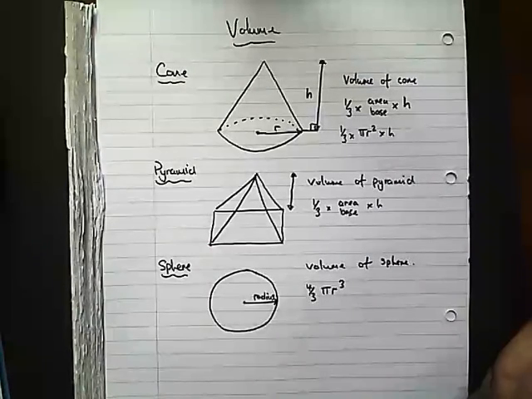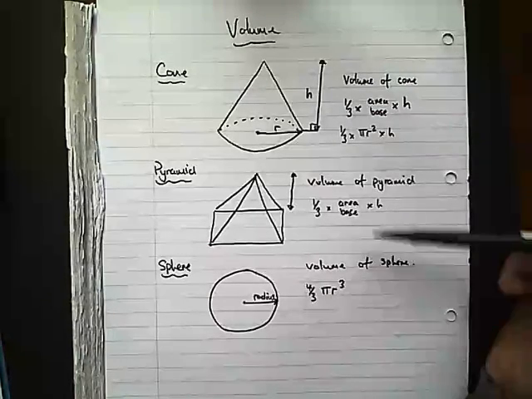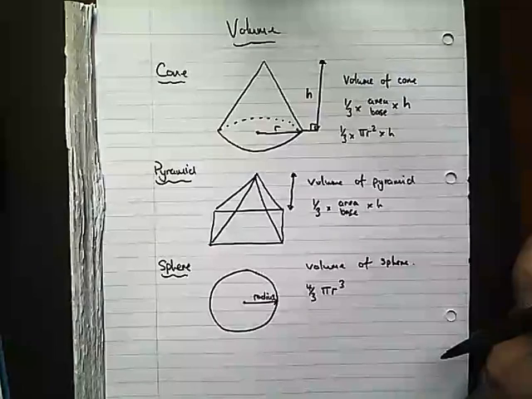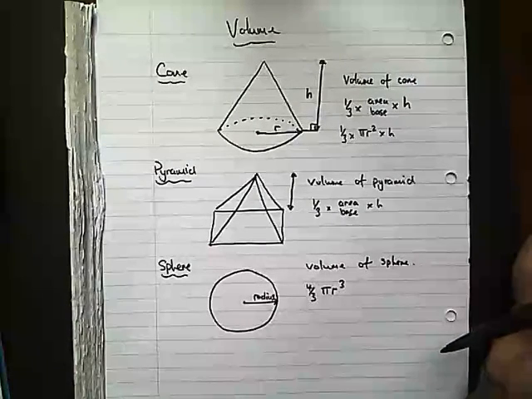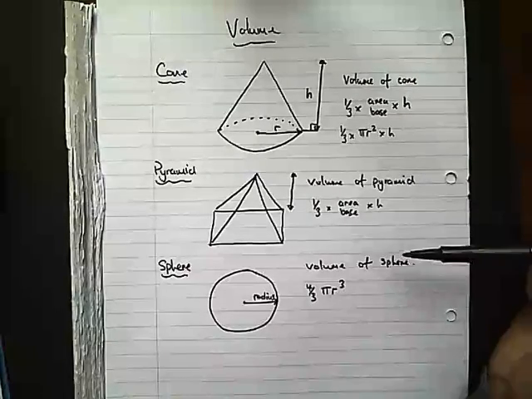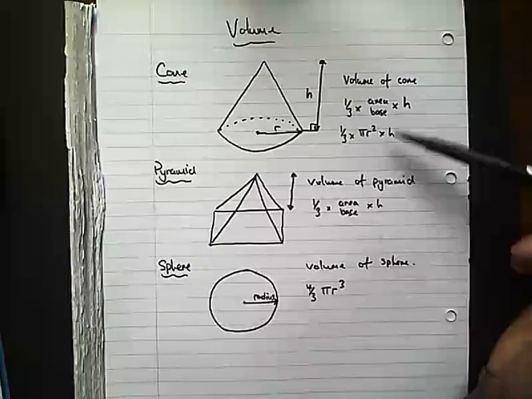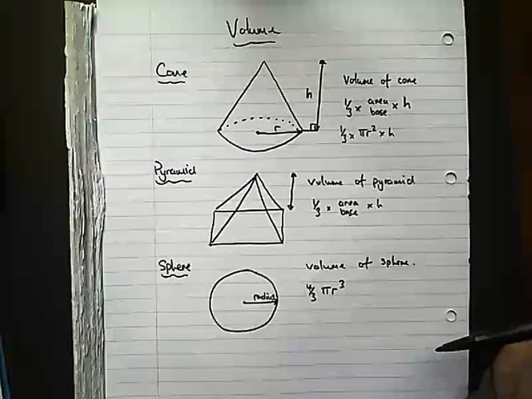So that's it. Those are the three formulas that you really need to remember to be able to work out some of these volumes. You will sometimes be given the formulas, so you don't have to remember them, but I don't think they're that hard to remember. 1/3 times the area of the base times the height works for both cone and pyramid. 4/3 pi r cubed is the volume of a sphere.